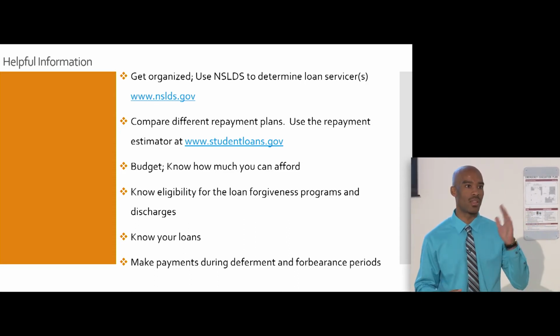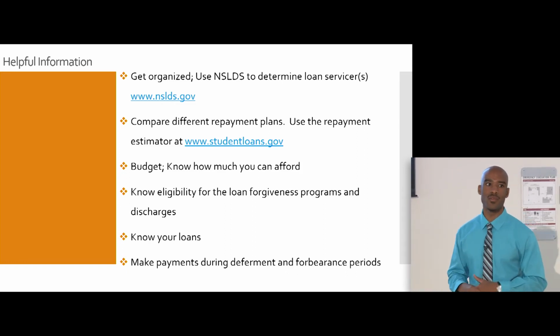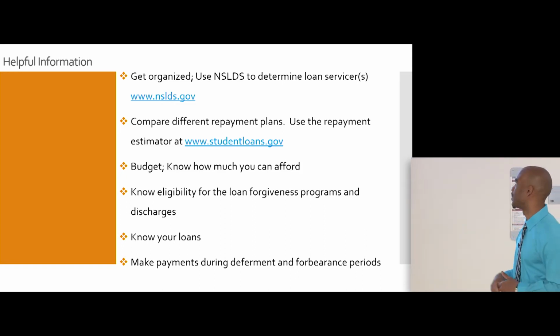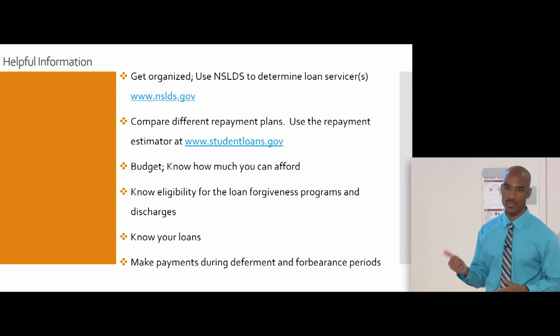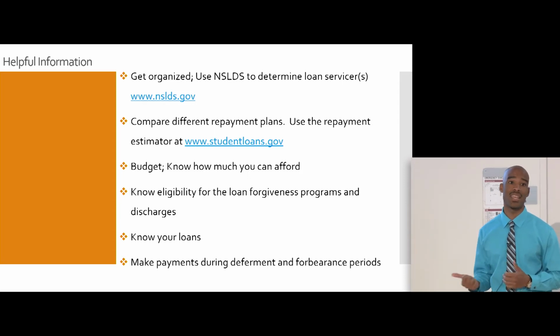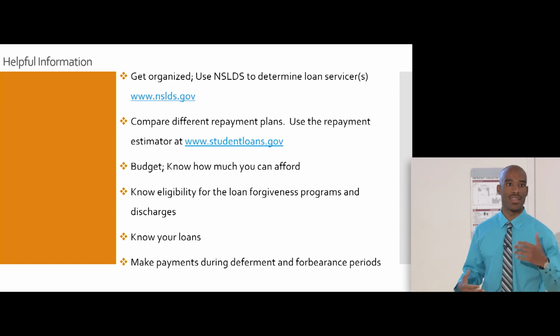So if you want to just pay one loan off faster than the other, no problem doing it. But as long as you're satisfying that monthly bill, you're fine with sending in more. And again, make a budget for yourself. Know the eligibility for the forgivenesses and the discharges. Again, things change. So what I told you now may change next month or next year.